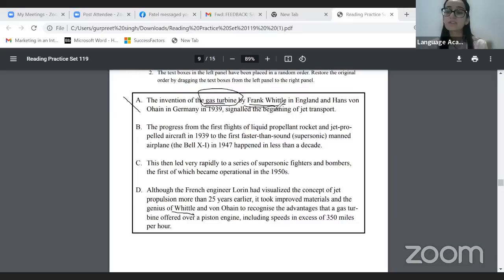And I have told you multiple times that the second sentence further explains the first sentence. Because the first sentence will just tell you that the invention of gas turbine is the topic. Explain it further: who did it, when they did it, or what is the story behind this invention, which is given in D. They said that although the French engineer had visualized the concept of jet propulsion more than 25 years earlier, it took improved materials and the genius of Whittle and Ohain to recognize. So what have these people exactly done? They have recognized the advantages that a gas turbine offered over a piston engine, including speeds in excess of 350 miles per hour. This is their contribution. So first explain the first sentence and only then move ahead.